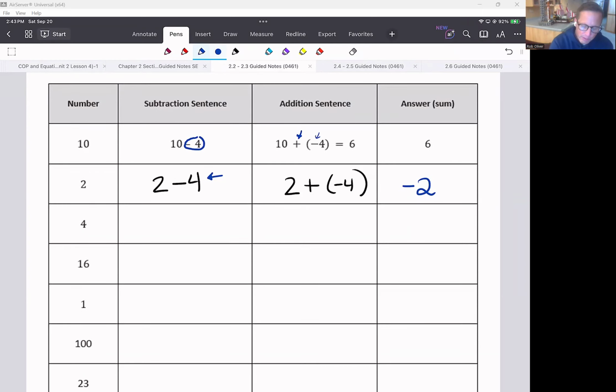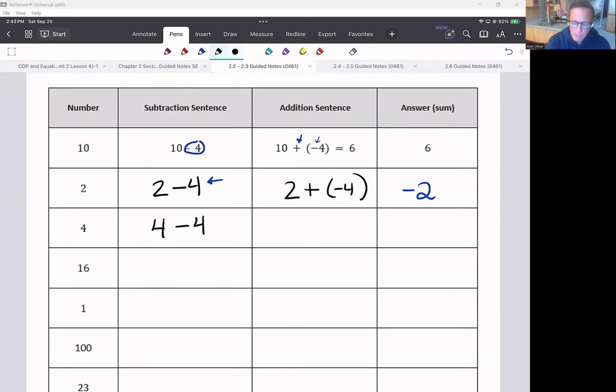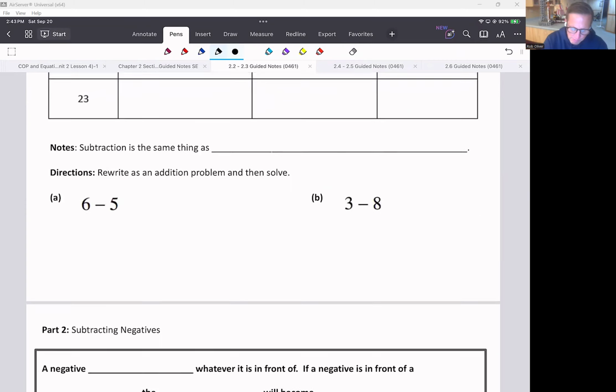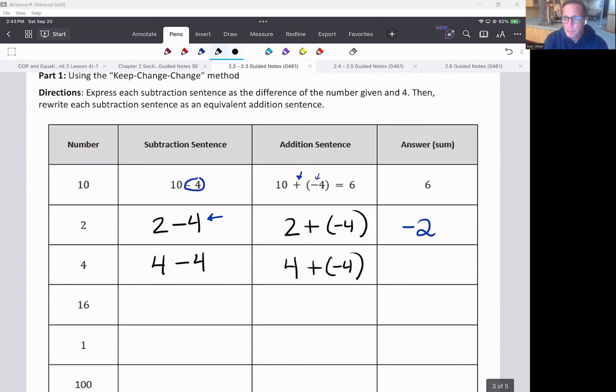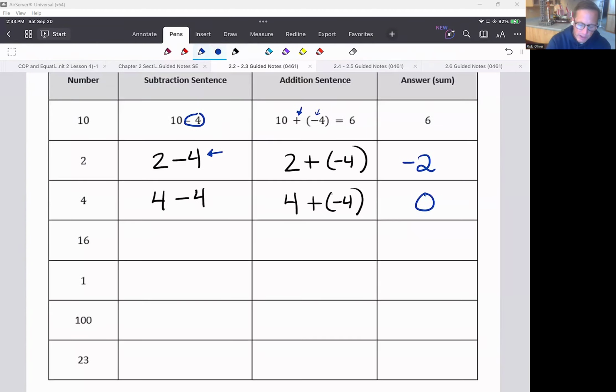Okay, on this next one right here, I'm gonna do 4 minus 4, and then we're gonna rewrite it as addition, so it's 4 plus negative 4. Now, that's an example of something called additive inverse. I don't know if that's coming up in the notes, I forget. But additive inverse means when you add the opposite, what do you get? You get 0. It cancels out. All right, so there you have it.